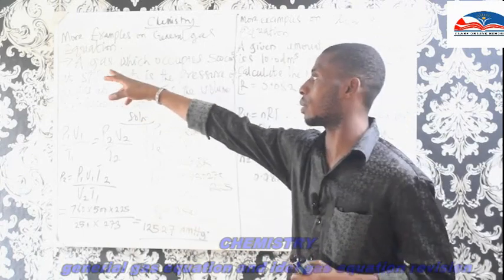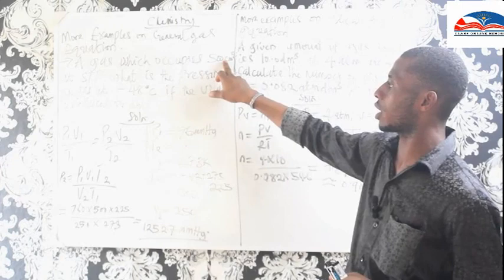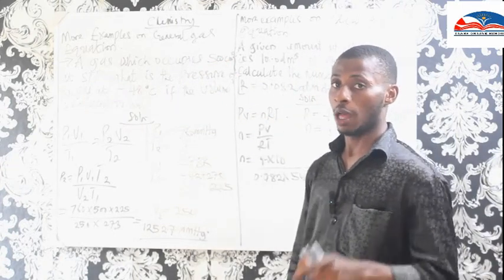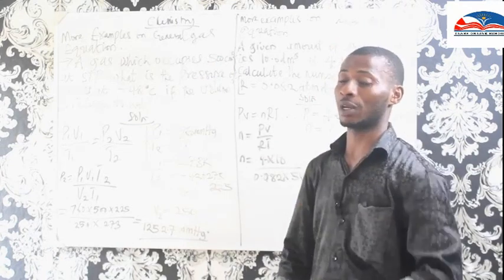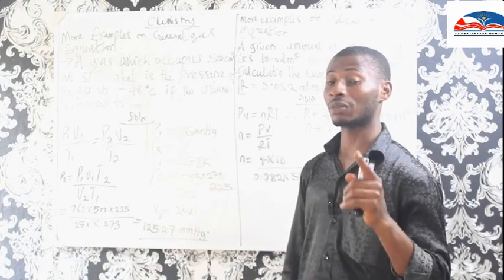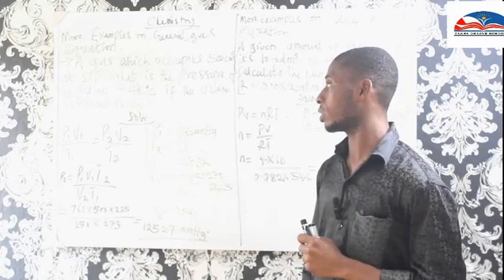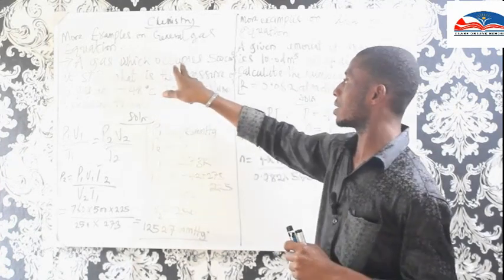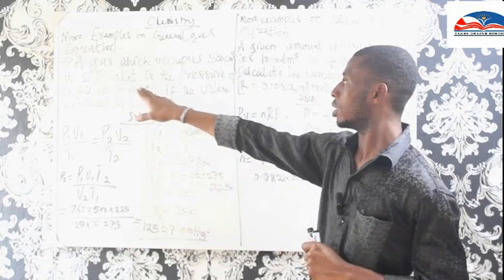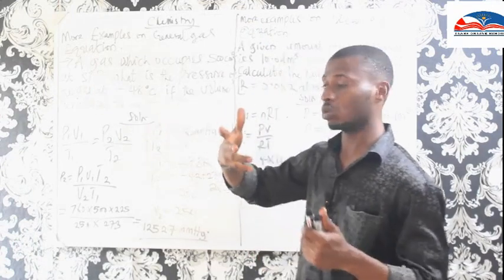Now, I have an example here which says a gas occupies 500 cm³ at STP. Remember, STP is standard temperature and pressure. From our last class, we noticed that standard pressure is 760 millimeter mercury, and standard temperature is 273 Kelvin. So a gas occupies 500 cm³ at standard temperature and pressure. You see this is the volume and this is the temperature and pressure. So we need to know it.